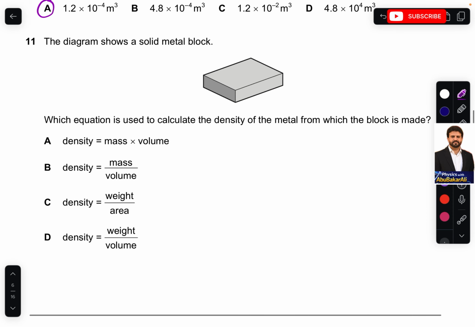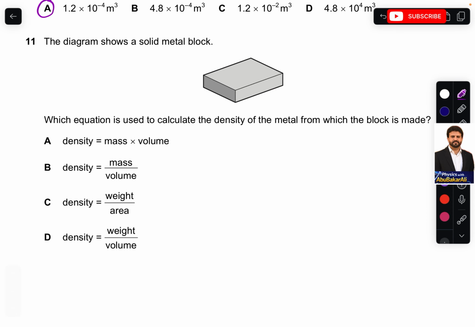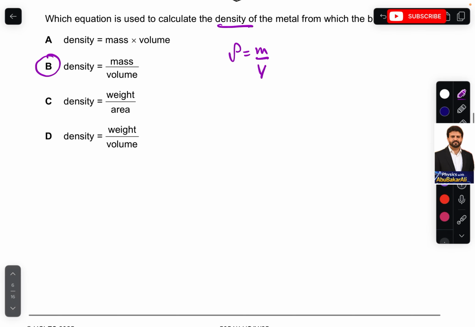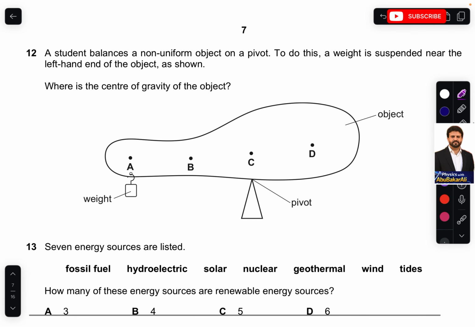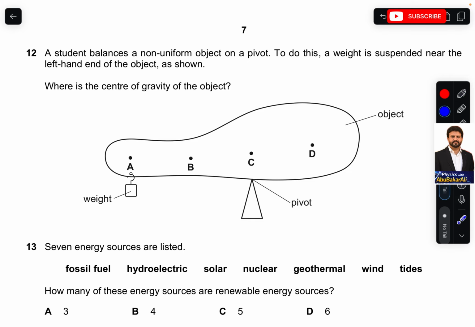Moving forward, question 11. The diagram shows a solid metal block. Which equation is used to calculate the density? We know the density is mass over volume. We have done this. Okay, so question 12. A student balances a non-uniform object on a pivot.